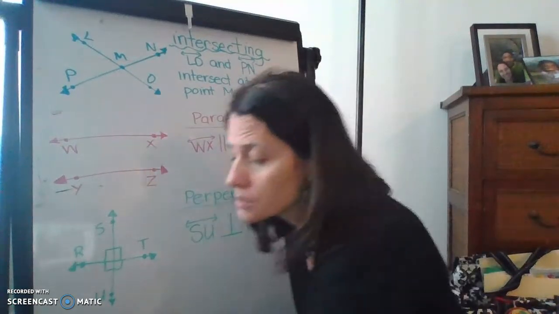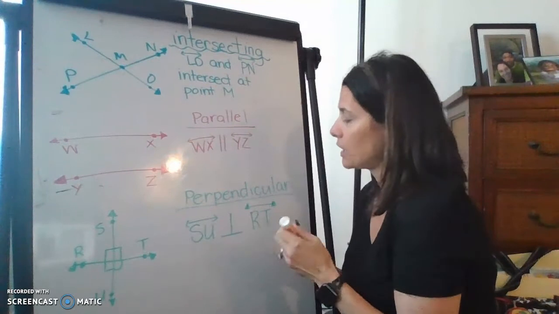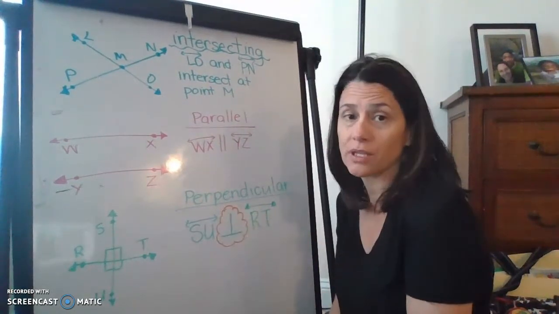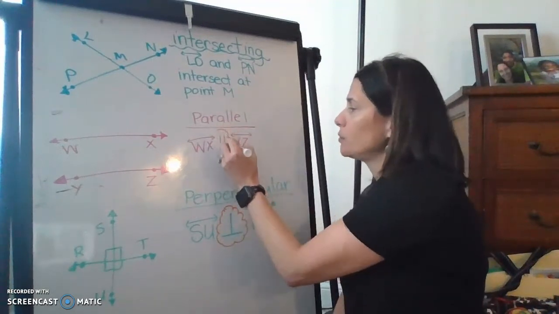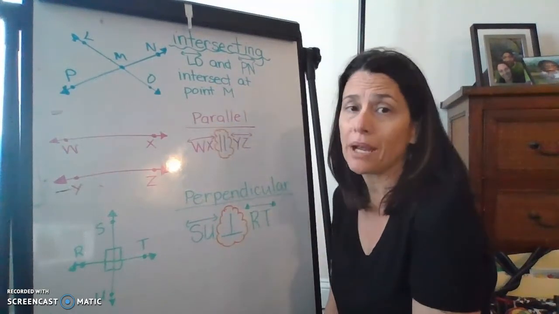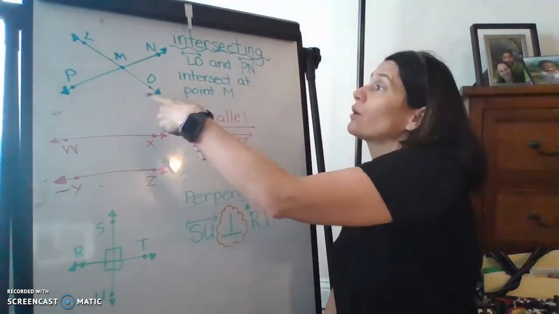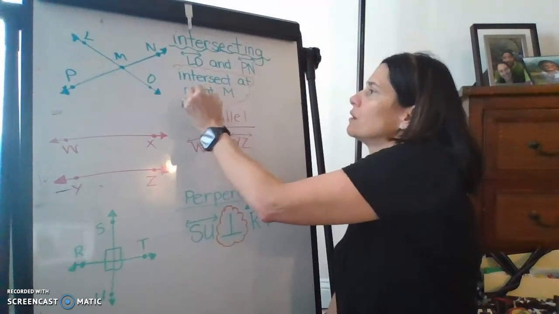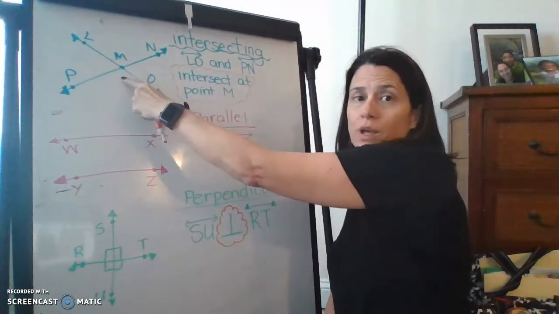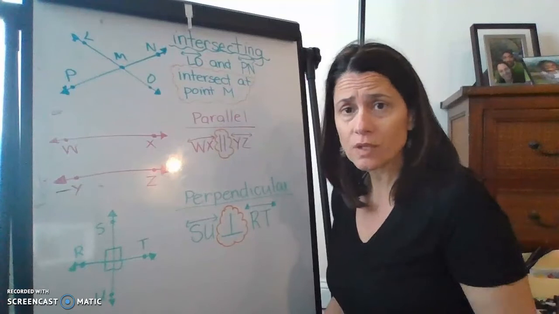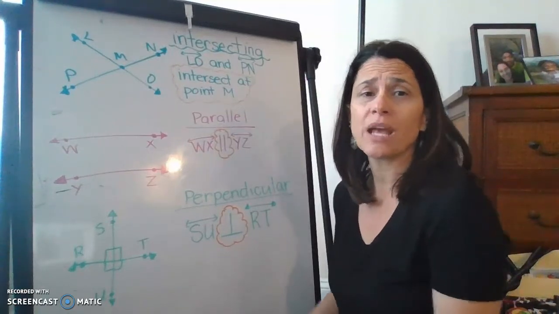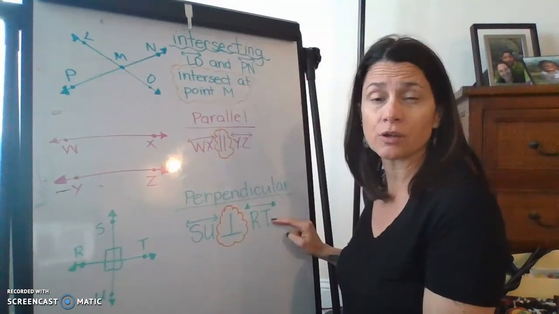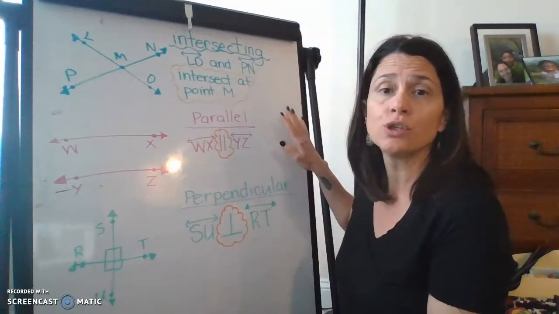All right, so the parts that I want you to remember is that these little things right here, that means perpendicular. This little line means parallel. And then for intersecting, you have to do the words right here, and you have to say what point they intersect at. So for the lesson, they're going to be asking you to name intersecting, parallel and perpendicular lines, and they're also going to ask you to draw them.